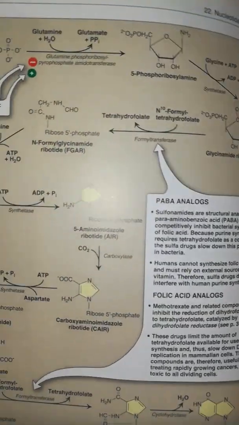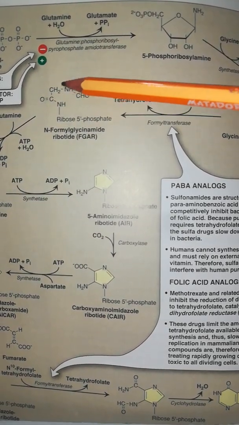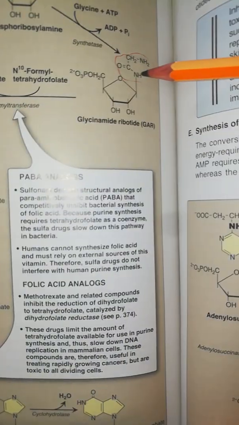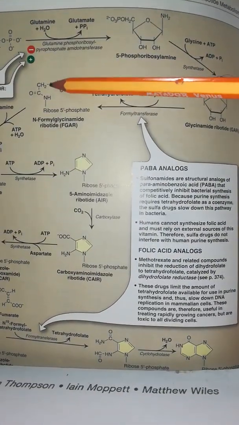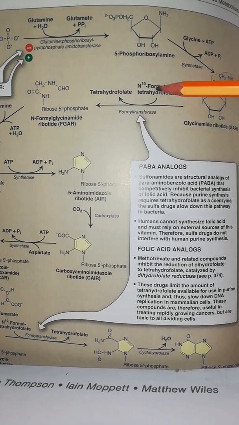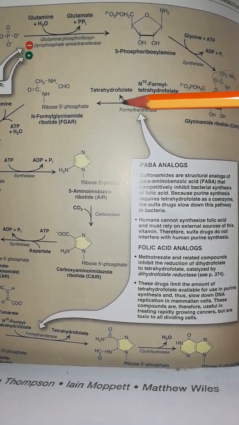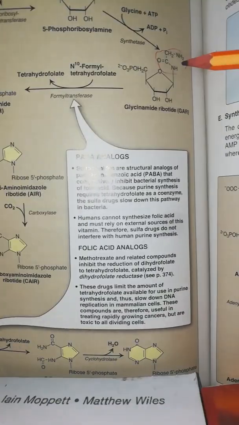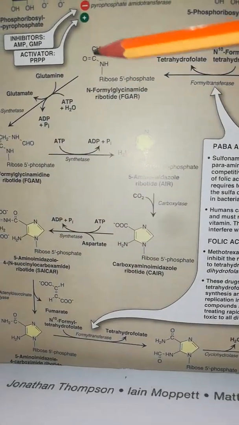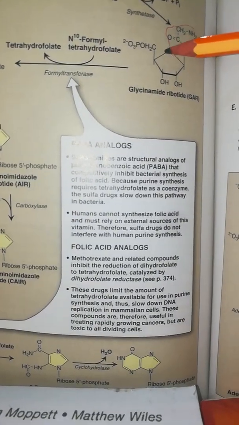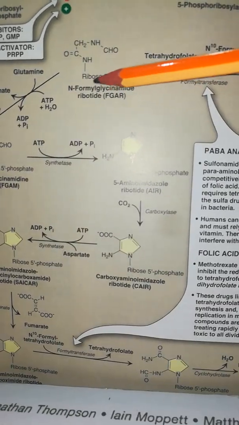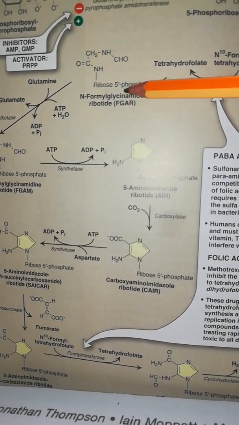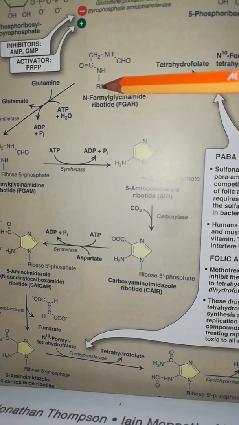Now in the next step we get this structure, 1 2 3 4 5, 5 atoms already formed. In the previous reaction there were 4 atoms, and in the next step there are 5 atoms, due to N10 formyl tetrahydrofolate being converted into tetrahydrofolate, and the enzyme is formyl transferase. So this chemical structure is altered. The ribose pentose sugar is also present here, but due to lack of space it is mentioned as ribose 5-phosphate. There is no chemical structure shown here.